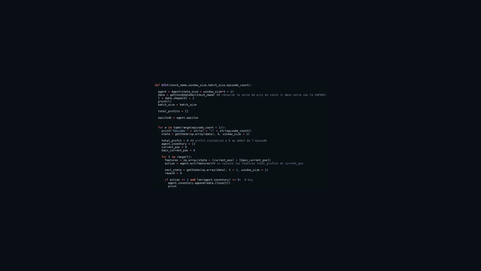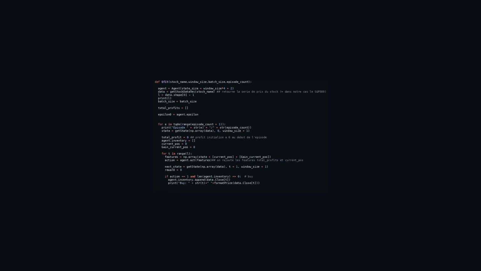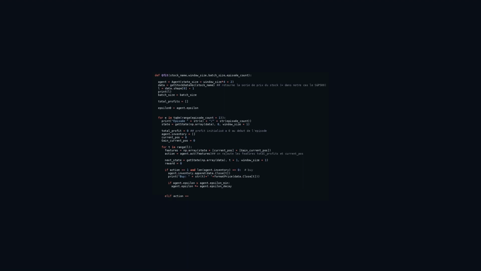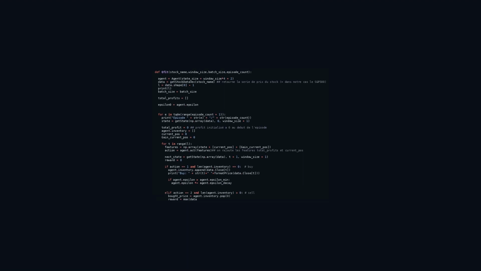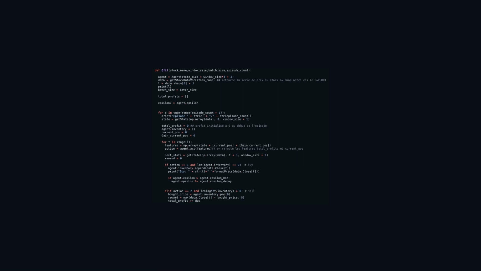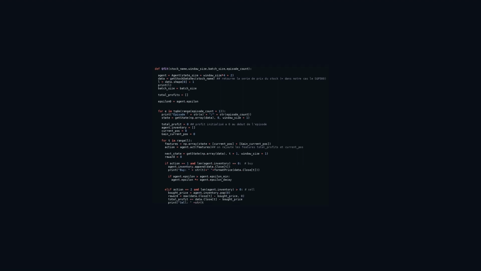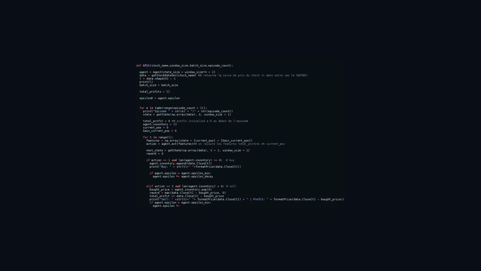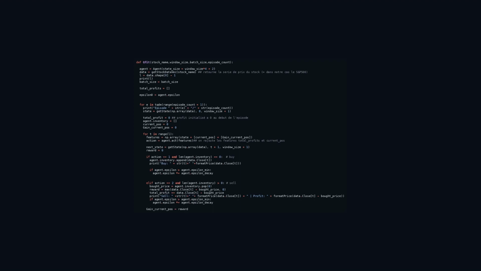It then delves into a loop to go through each time step in the data one by one. At each step, the agent makes a decision to buy, sell, or hold based on its learned policy. It then updates its state according to the action taken and computes the reward, profit, or loss for that action. The agent's memory is updated with each experience comprising the current state, action, reward, next state, and a flag indicating if the episode is complete.